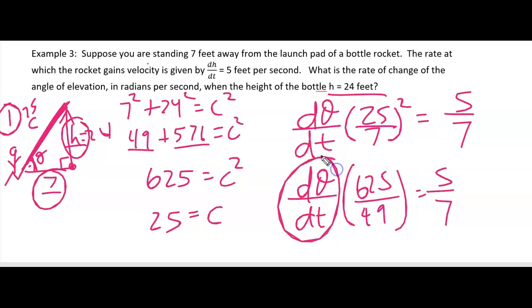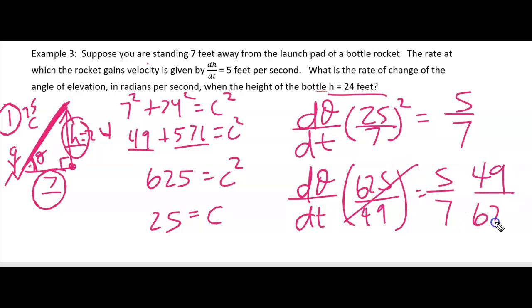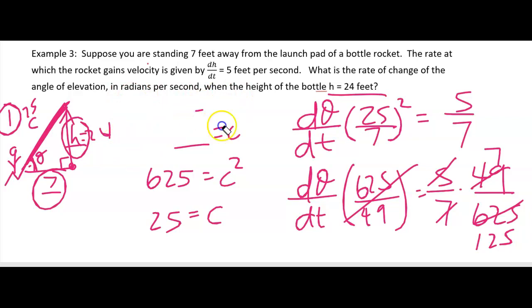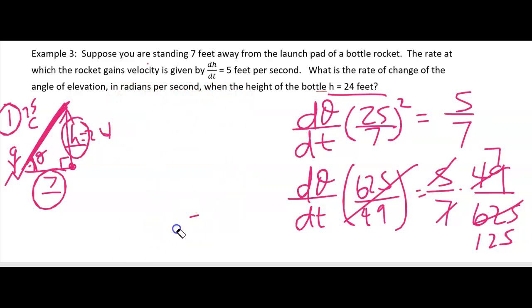And then to solve for what I want, the d theta dt there, all I have to do is cross this off and multiply the reciprocal to the other side. And in this case, 7 goes into 49 7 times, and 5 goes into 625 125 times. And so we have our final answer there. And that is in radians per second. So d theta dt is equal to 7/125ths of a radian per second.